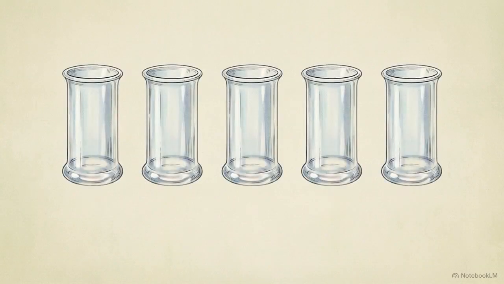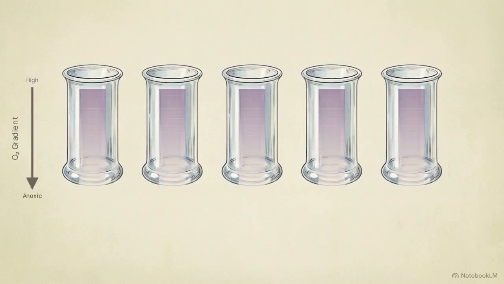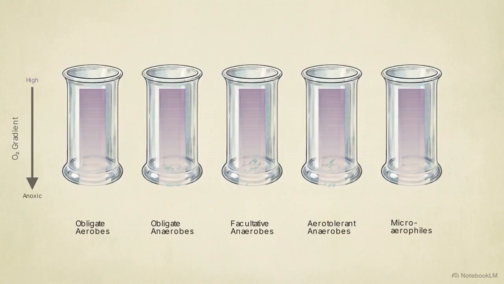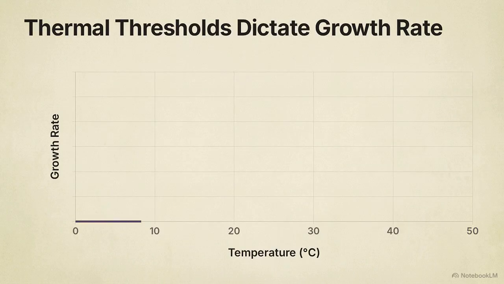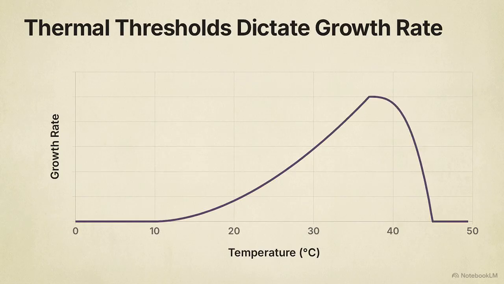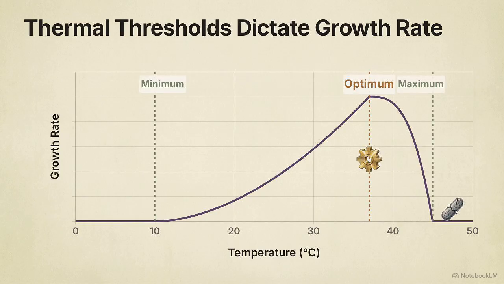Thioglycolate medium creates an oxygen gradient to map an organism's tolerance. Aerobes cluster at the oxygen-rich surface. Anaerobes lack defenses and sink to the anoxic bottom. Facultative anaerobes shift metabolic pathways, growing throughout the tube but preferring the top. Similar rigid boundaries apply to temperature. Microbes are bound by cardinal temperatures, minimum, optimum, and maximum thermal thresholds that dictate the structural stability of their proteins.